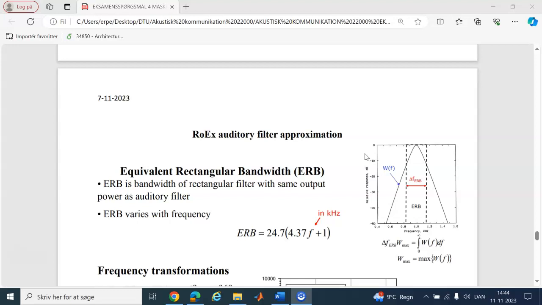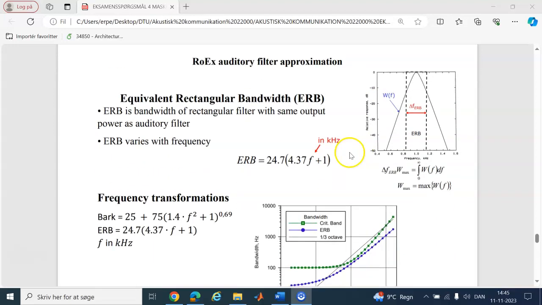ERB varies with frequency. ERB is 24.7 times (4.37 times F in kilohertz plus 1). A little bit difficult. And then we have this delta f ERB. The bandwidth times the maximum is the whole integral from 0 to infinity of the auditory filter.